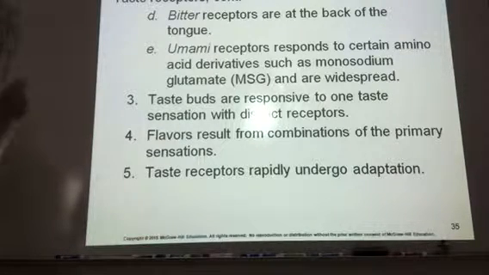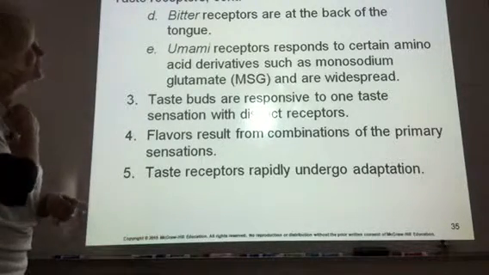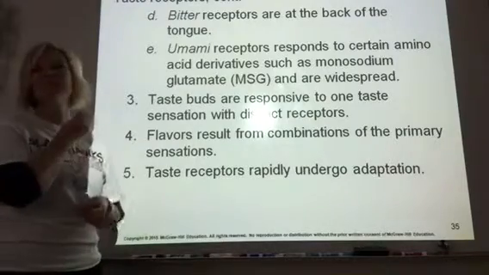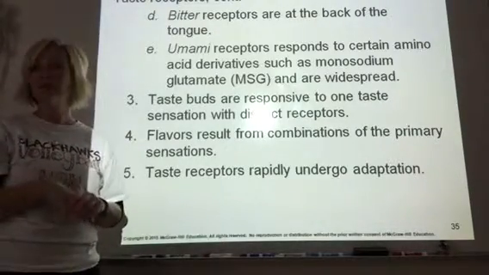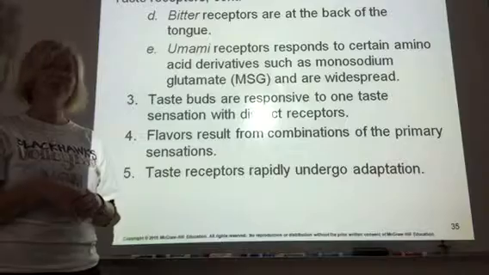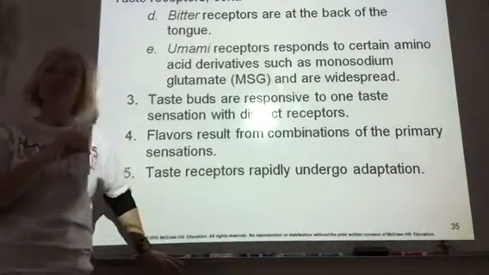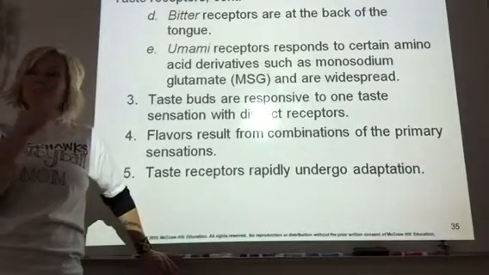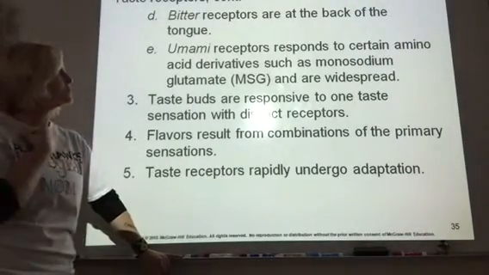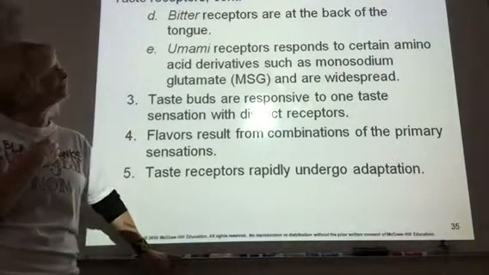Bitter receptors, bitter is more towards the back of your tongue. Bitter would be, I don't know, if you've ever gotten in trouble and you've had to eat soap. I remember my dad made me take a bite of soap once when I was younger. That bitter taste is concentrated more towards the back of the tongue.